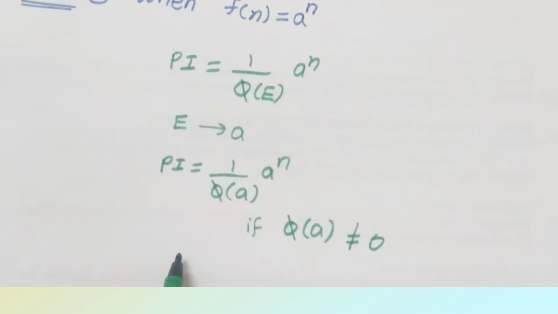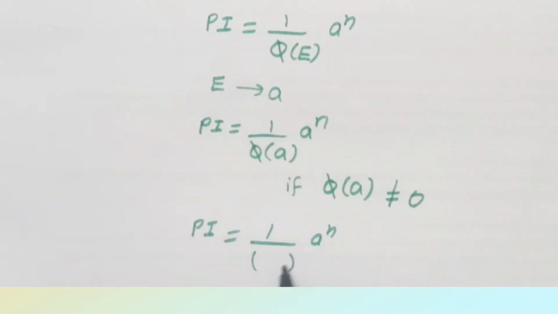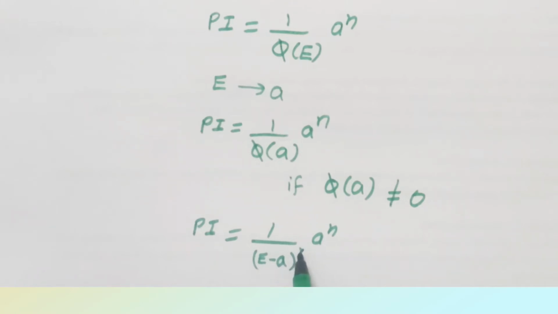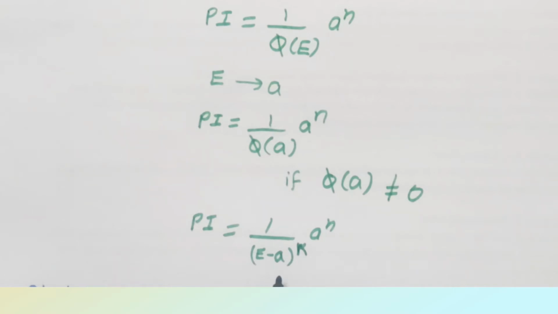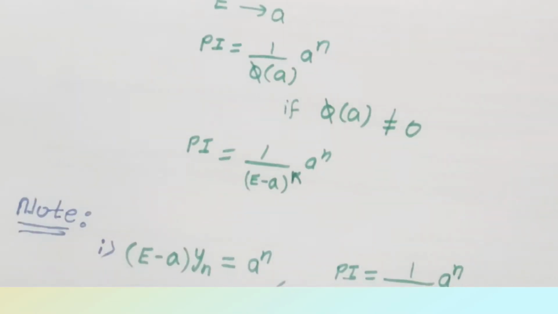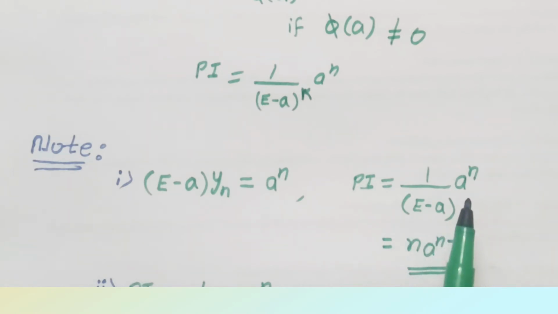But in case it is equal to 0, then what do we do? It is possible to be 0. Here PI equals 1 upon a function of E into a^n. It is 0 if we get the term (E minus a) raised to some power, suppose k. If the function of E contains the factor E minus a, then if we replace E by a, it is 0 and the denominator becomes 0. Now if we get this type of term, then what do we do? If the denominator is 0, then we have to use an important formula. The first formula is PI equals 1 upon (E minus a) into a^n. Here E is replaced by a, and then the denominator is 0.